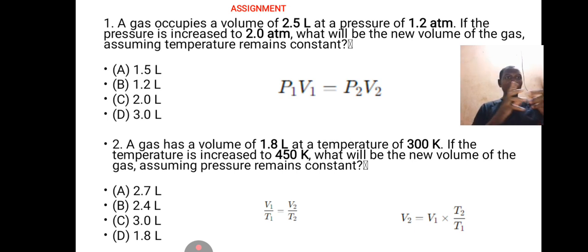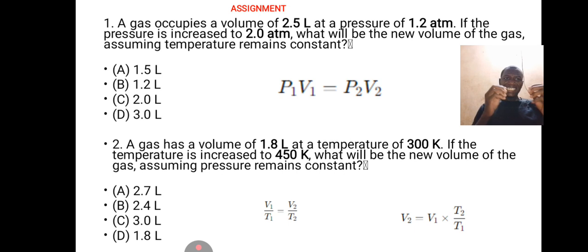All right, so the first question here says, I'll just read very fast. I don't want to waste much time. I've already made it as easy as possible for you to answer. And these are JAMB questions, please, so take them seriously. A gas occupies a volume of 2.5 liters at a pressure of 1.2 atmospheric pressure. I told you what ATM means. If the pressure is increased to 2 atmospheric units, what will be the new volume of the gas, assuming the temperature remains constant?